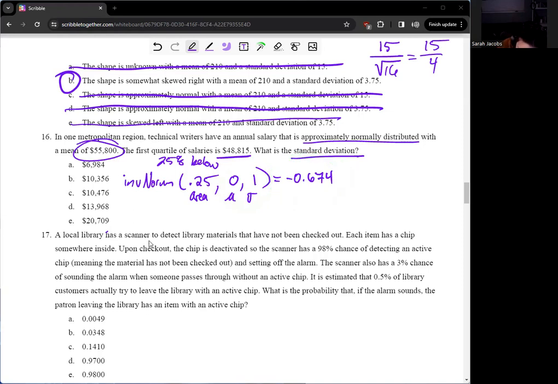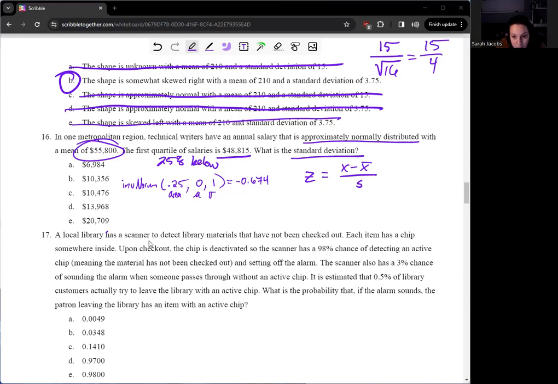The wrong stuff. Okay. Now, a z-score is actual minus mean over standard deviation. Well, we know our z-score is negative 0.674. We know our actual is 48,815. We know our mean is 55,800. And our standard deviation is what we're looking for.